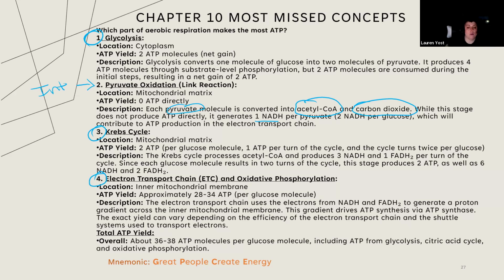So "great people create energy." So "great" would be glycolysis. "People" is that pyruvate oxidation, pyruvate into acetyl-CoA. C, this is the citric acid cycle, or Krebs. It's the same thing. And then E is the electron transport chain. All deals with energy production.